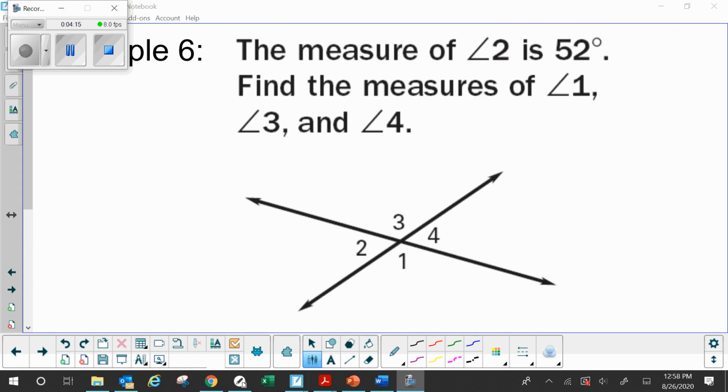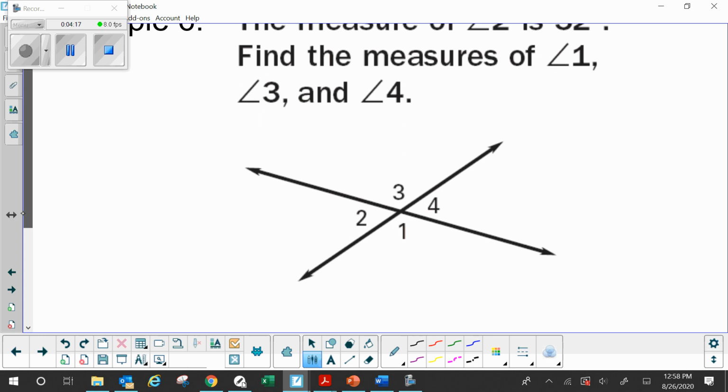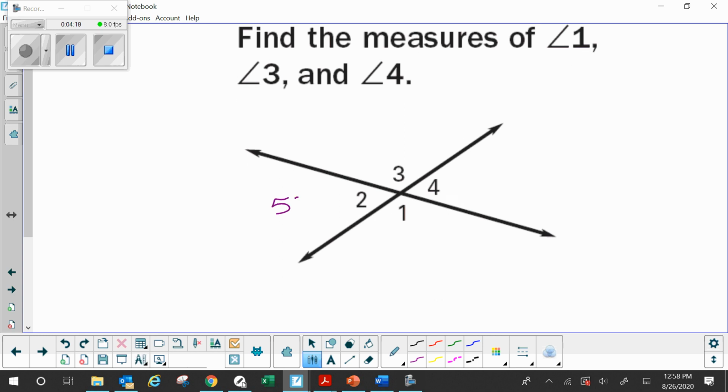Okay, example 6, the measure of angle 2 is 52 degrees. So if we know that, how do we find the others? Well, look at angle 2 and angle 4. What kind of angles are those? Those form vertical angles, and vertical angles are congruent. So what is the measure of angle 4? It's 52 degrees. Because those are vertical.